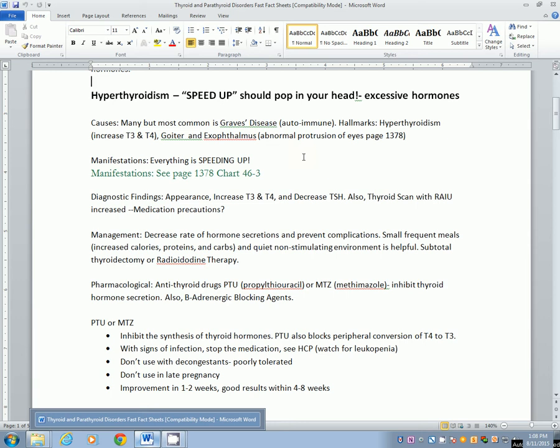Diagnostic finding is based upon appearance, increased T3 and T4 levels, decreased TSH. Also, they're going to do a thyroid scan, and the RAIU is going to be increased. The radioactive iodine uptake will be increased because it's taking up more, because there's more of it around. There's too much. Medication precautions, they are going to be putting them on some medications.